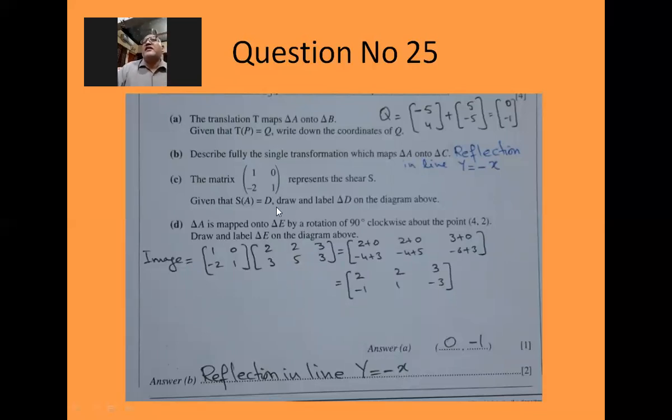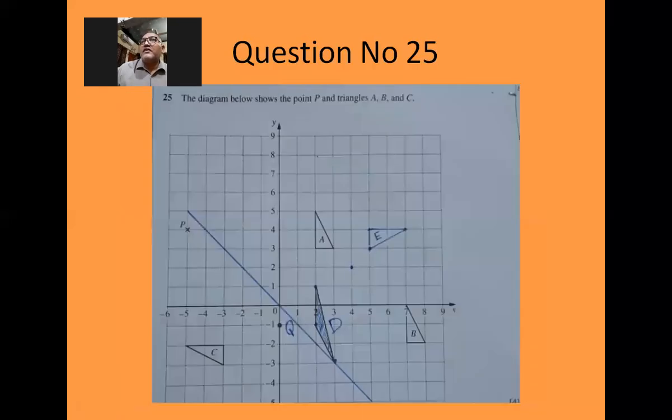Then he asks another question. That was the triangle D. He says triangle A is mapped onto triangle E by a rotation of 90 degrees clockwise about the point (4, 2). Draw and label the triangle E on the diagram above. Okay. So when this triangle rotates about the point (4, 2) by 90 degrees, you will get E.